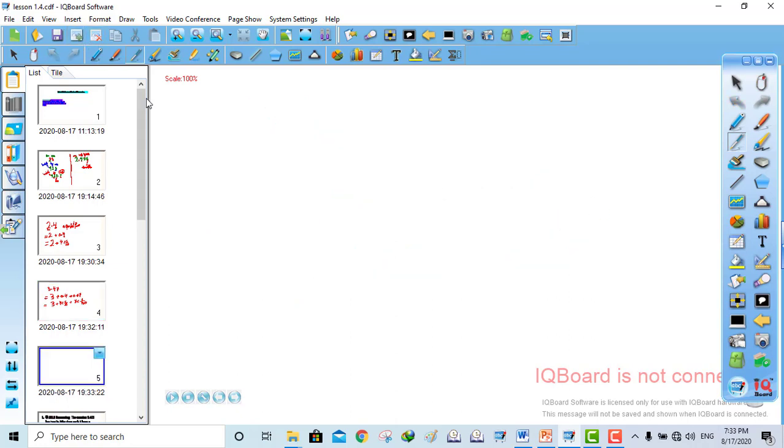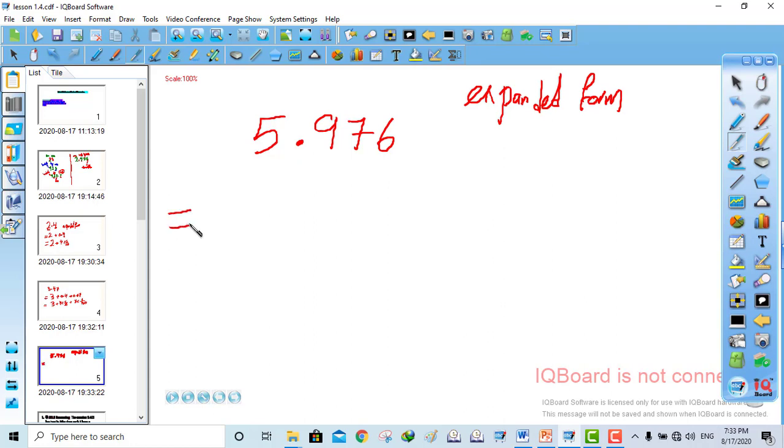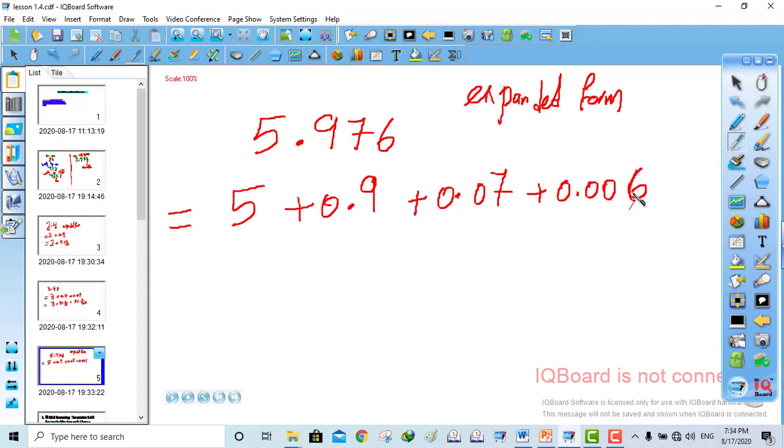Another one. For example, we have 5 decimal point 97. Okay, or let's make it 976. This number I need to write in expanded form. So it's going to be 5 plus 0.9, because it's tenths, hundredths, so 0.07 hundredths, and 0.006. Why this one 0.006? Because it's in the thousandths place. This one, 0.07, is 2 digits after the decimal. Tenths, it's 1 digit after the decimal. Thousandths, 3 digits, 1, 2, 3 after the decimal.